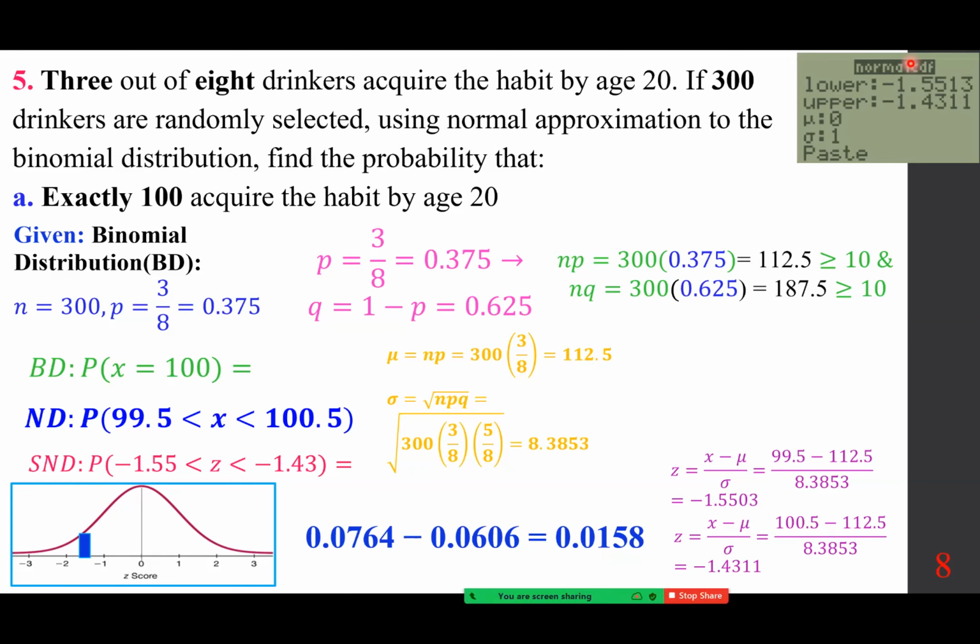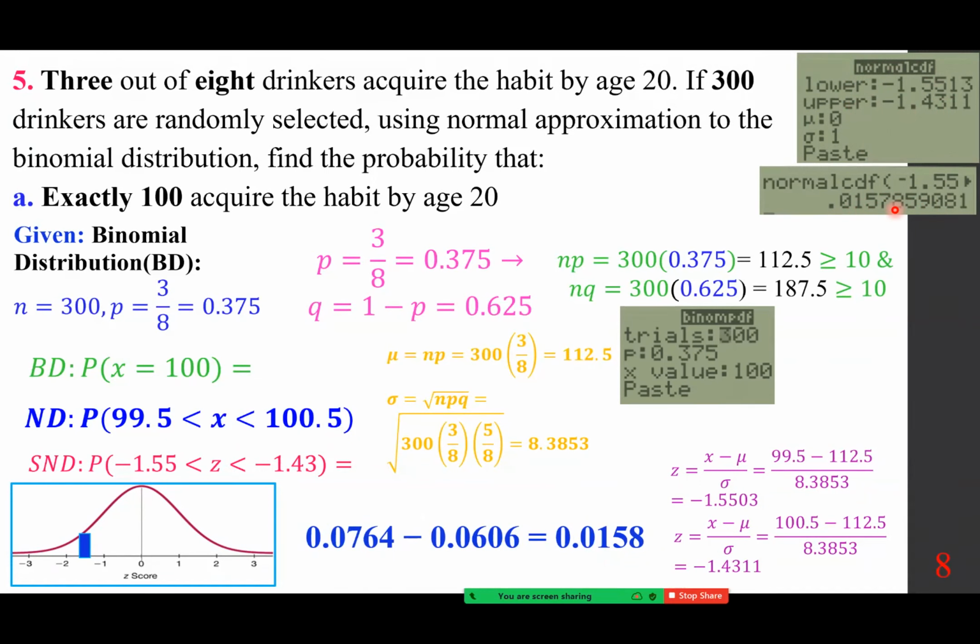If we were to use technology, if we go with normal CDF, the lower, we're talking about SND, is negative 1.55, and of course, with more decimals, okay? And this is negative 1.43 with more decimals. When you do it more precise, it looks like that. And that gives you an answer, 0.15785, and it continues indefinitely. That is using the technology for normal CDF.